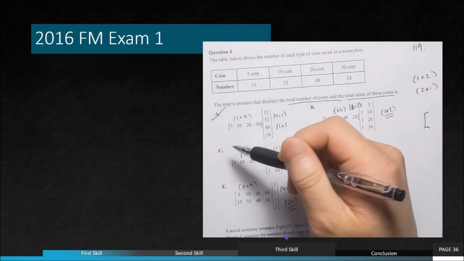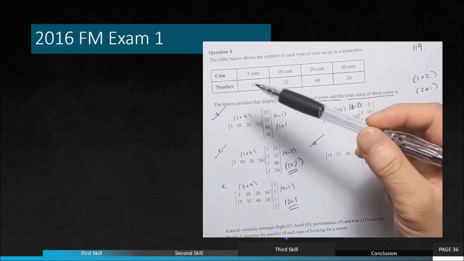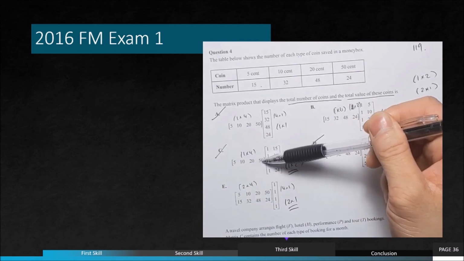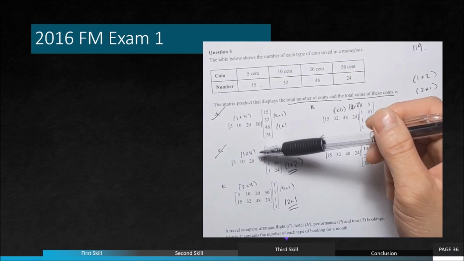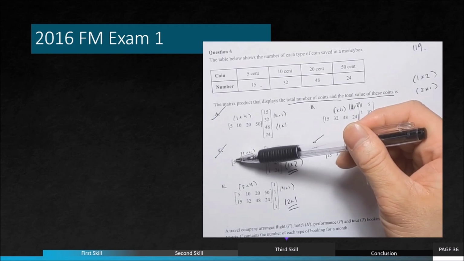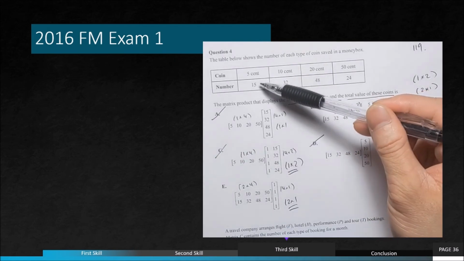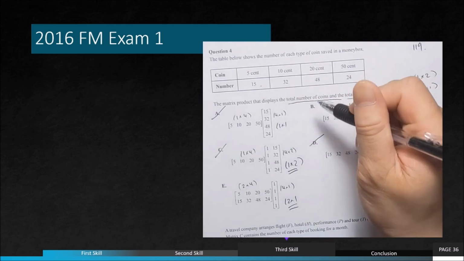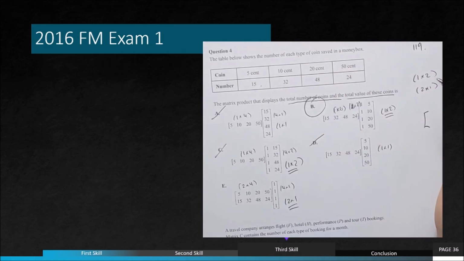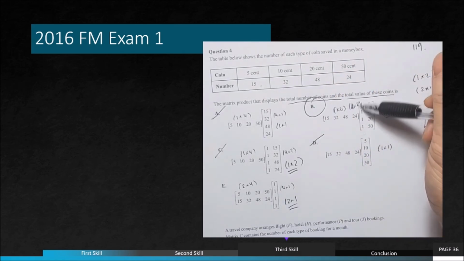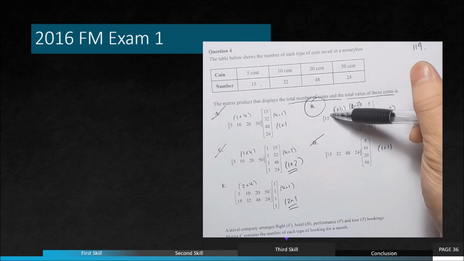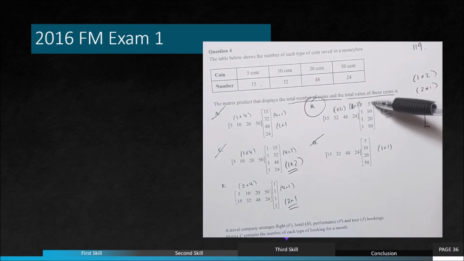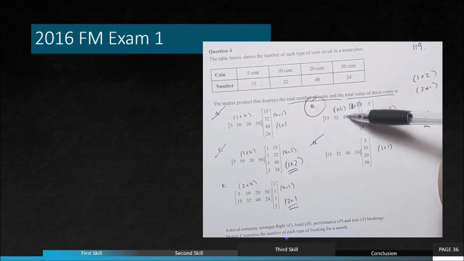So I don't believe it's going to be this one, because this is the coins 5, 10, 20, 50, and multiply it by a column means you're going to add those numbers up, and I don't need to add up 5, 10, 20 and 50. I need to add up this row. I need to add up the 15, 32, 48 and 24, which most likely means that I'm going to need this one here, because the column of ones means that I'm going to add all these numbers up. This is the number of coins, and then the numbers down here are the worth. So there's 15 5-cent coins, 32 10-cent coins, 48 20-cent coins, 24 50-cent coins.